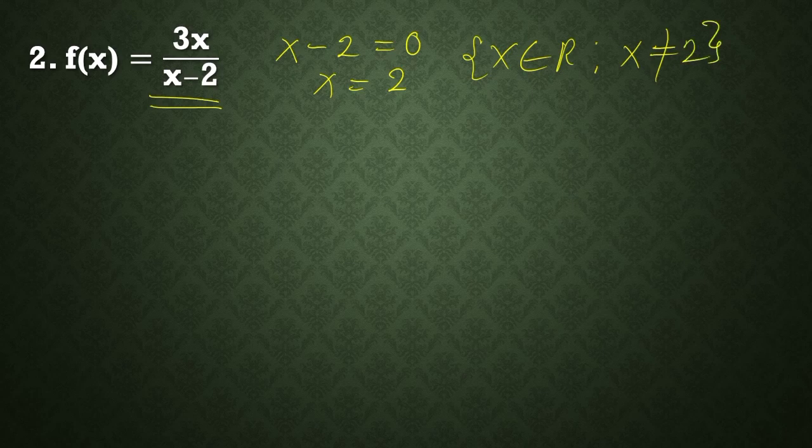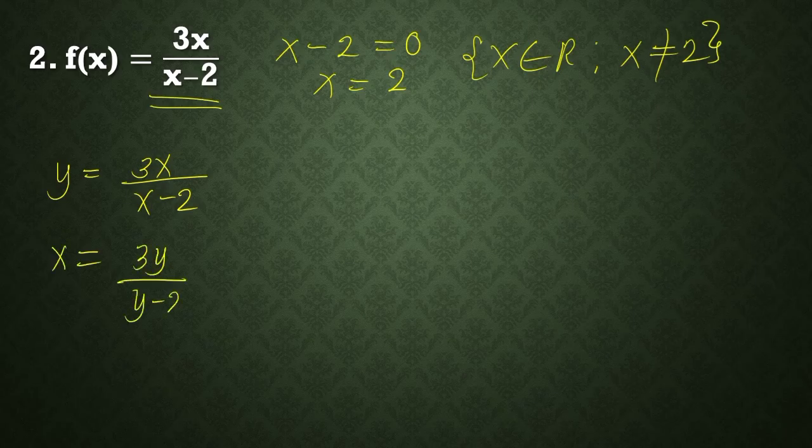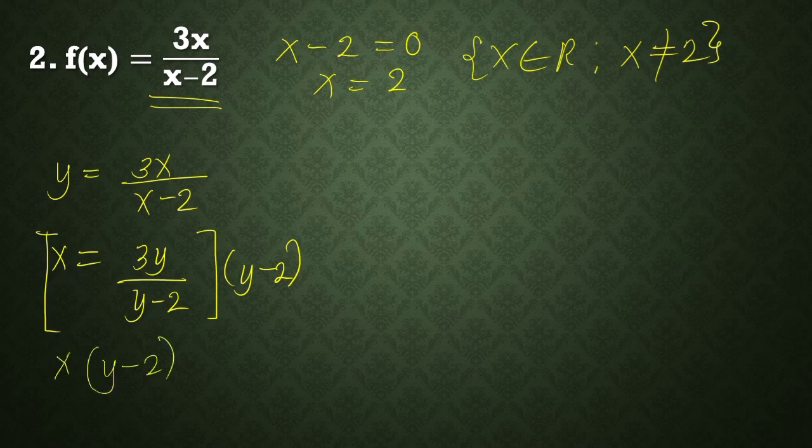So, ang gagawin natin, y is equal to 3x over x minus 2. And then, pagpapalitin natin yung posisyon ng x and y variables. So, magiging x equals 3y all over y minus 2. And then, we multiply the whole equation by y minus 2 para makancel yung denominator na y minus 2. So, magiging x times y minus 2 is equal to, yung y minus 2 makakancel. So, 3y na lang ang matitira.